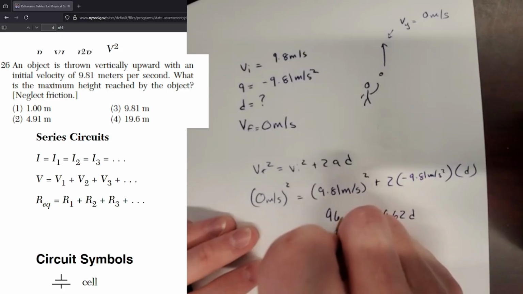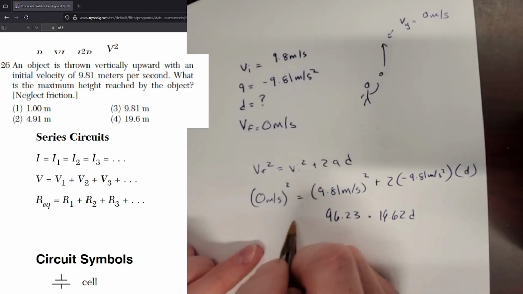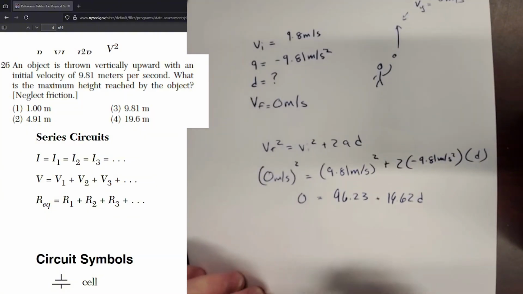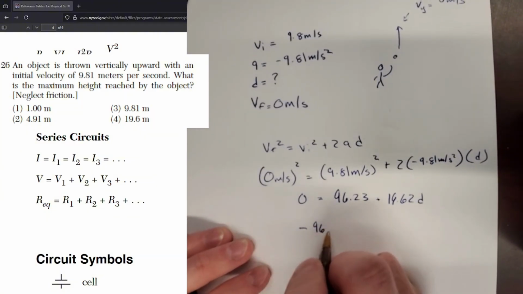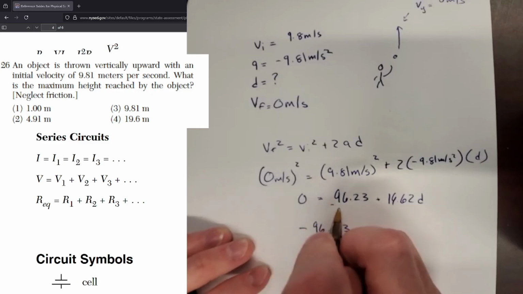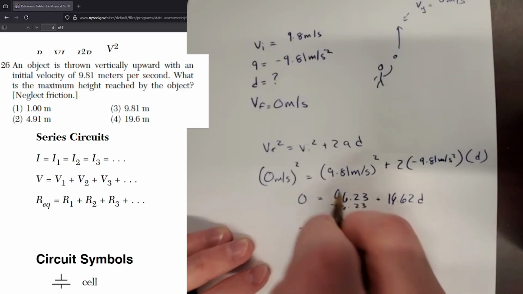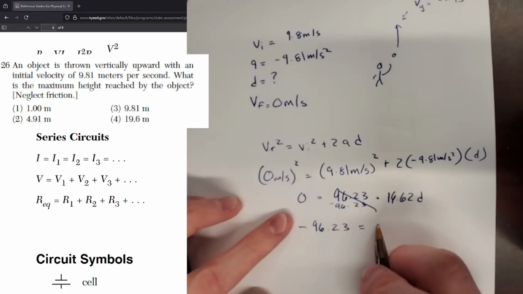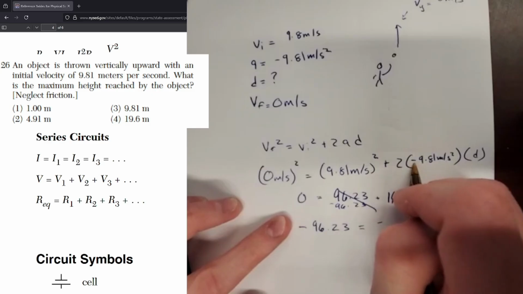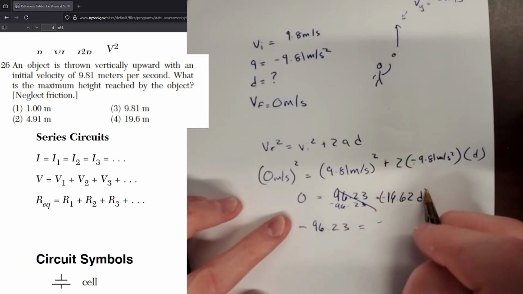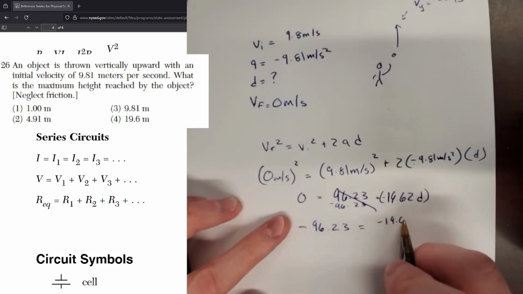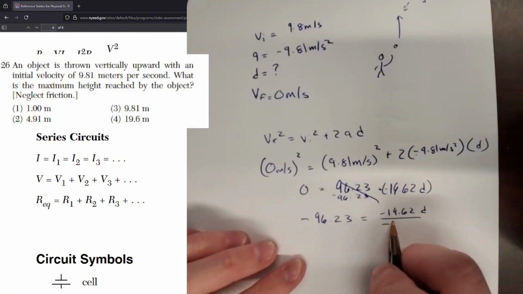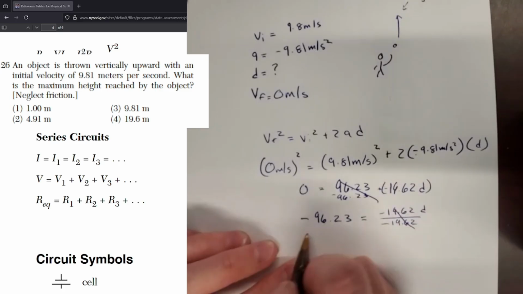So 96.23 equals 0 squared, so that's just 0. We want to get d alone, so we're going to move that 96.23. We subtract it over onto this side. And now we have negative 96.23 is equal to, oh, this should be a negative because it's 2 times negative. That's my fault. Negative 19.62 times d.